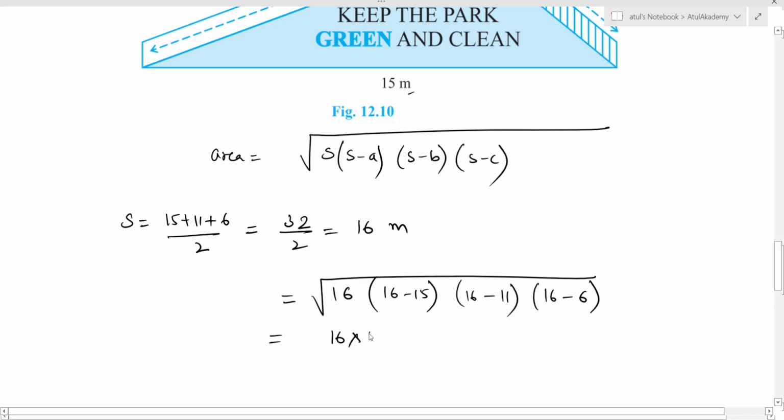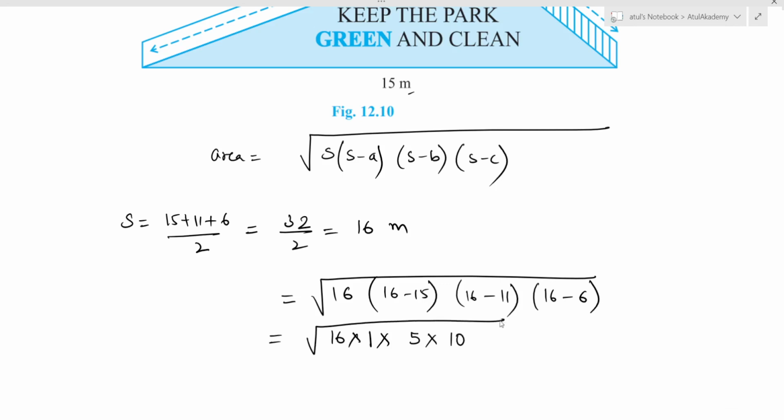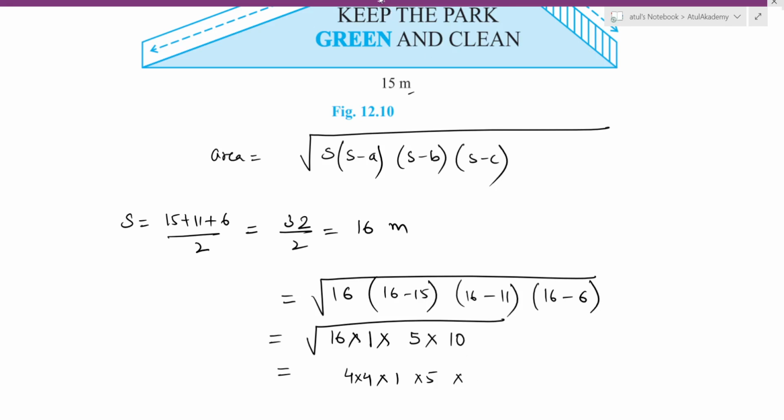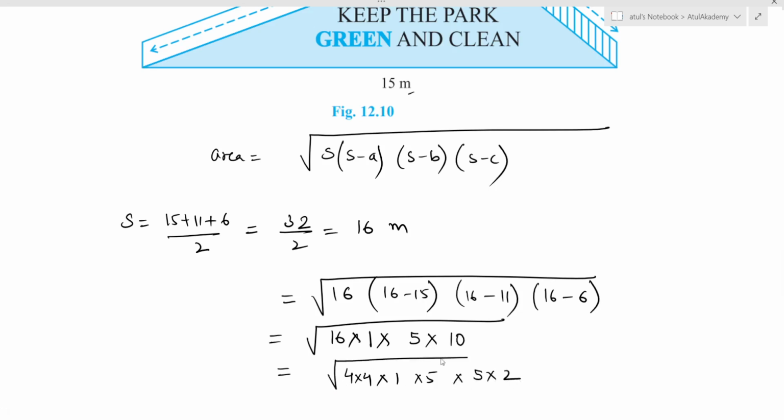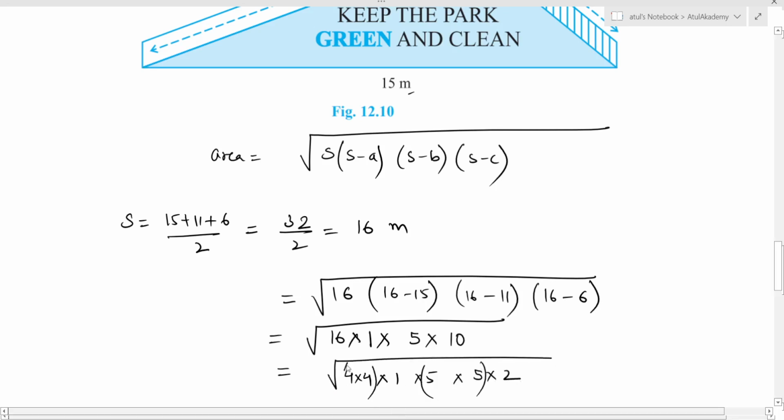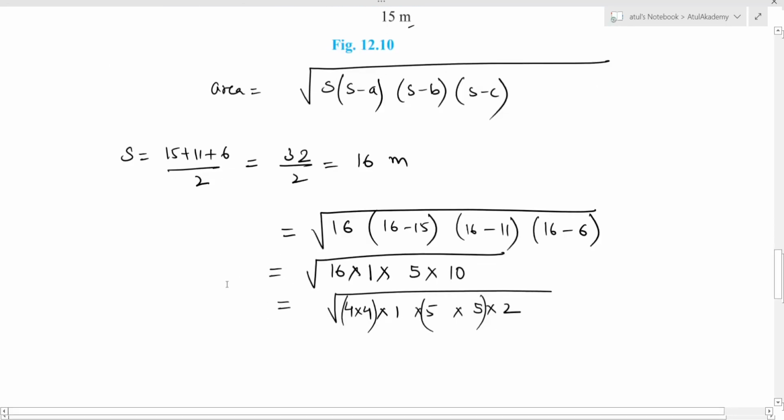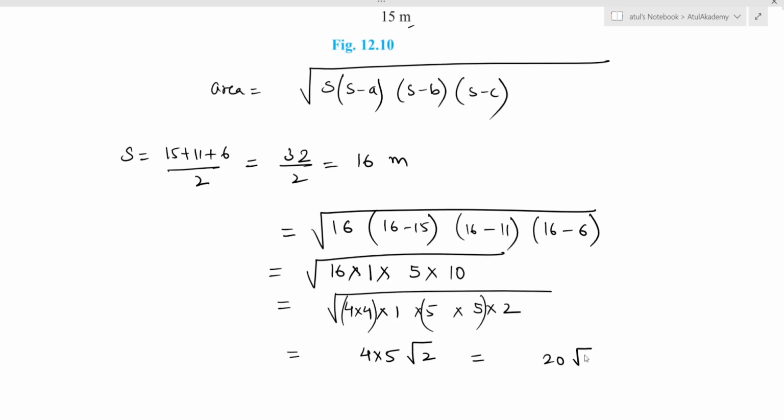16 into, this is 1, this is 5, and this is how much? 10. 16 I know, I'll write it. It's this. And 10 is 10. Sorry, 10 is 5 into 2. 10 I'll write as 5 into 2. So look for the pairs. I have one pair here, one pair here. I can take them out. One you don't need to use because square root of 1 is 1 only. So 4 into 5 and root 2 is left over here. So that's 20 root 2 units.